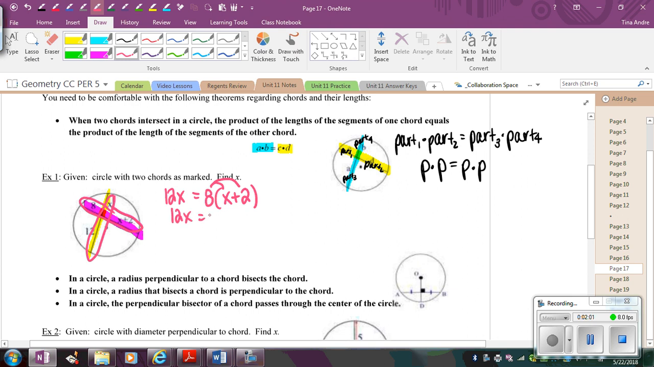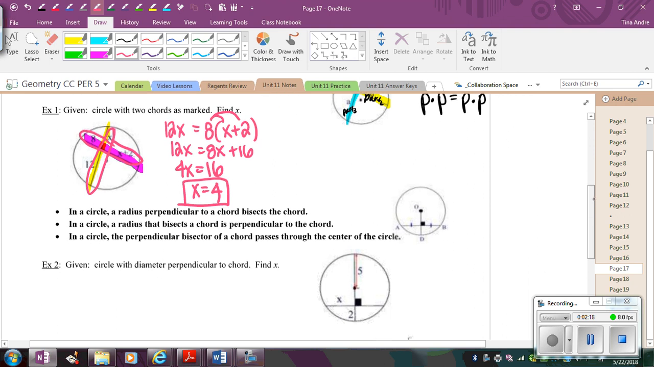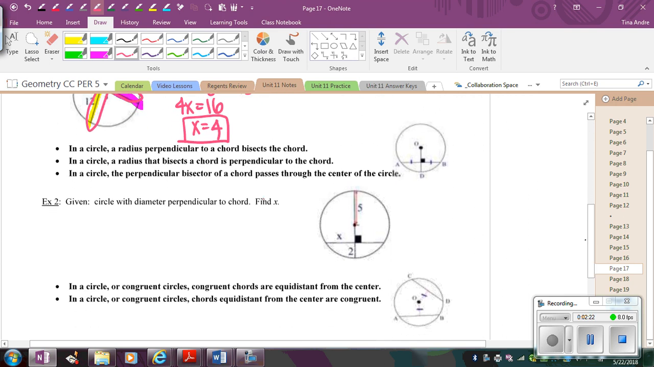Distribute the 8, so we have 8x plus 16. Subtract the 8x, so we have 4x equals 16. Divide by 4, and we get x equals 4. So that's it. It's a basic problem, but you have to know the theorem or the formula to use to set it up.